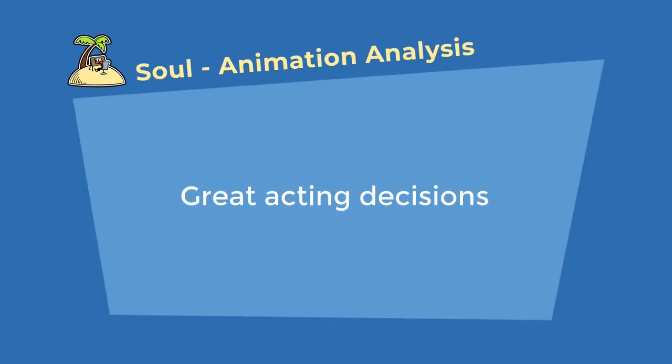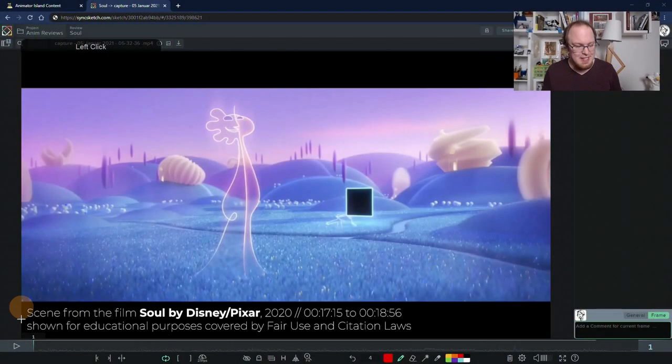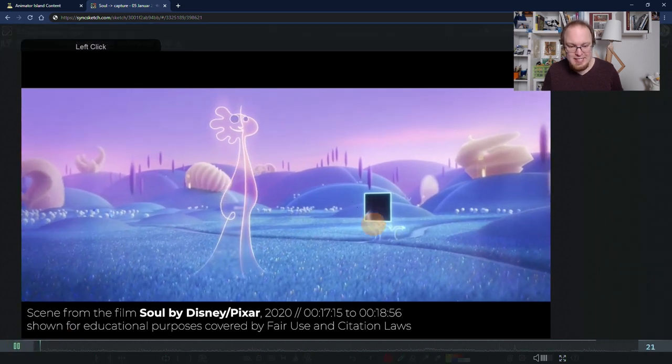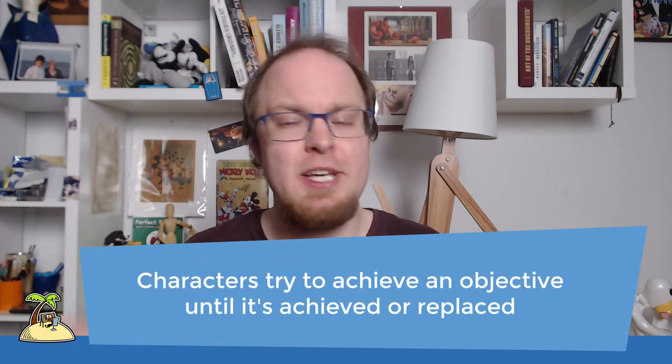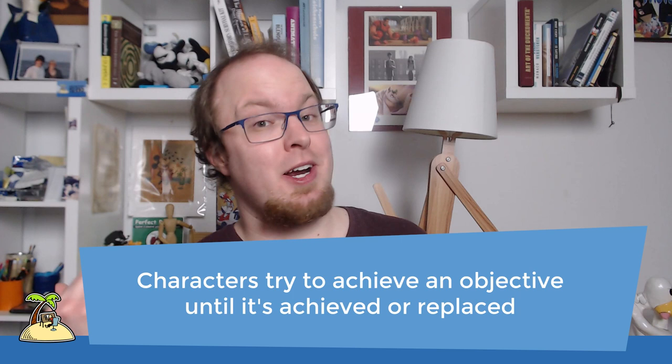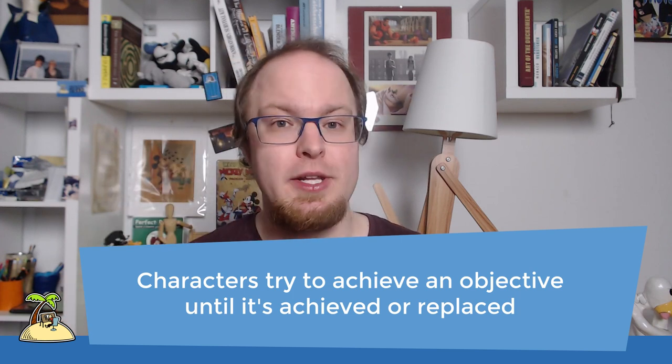As promised, let's look at the interesting acting decisions that you could also use to make your own animations more interesting and believable. First of all, I think it's a nice little touch that when Terry comes out of the portal, they are walking straight in that direction until they see Jerry standing there and then change course and wave. Let's speak in acting terms. A character is trying to achieve an objective. This objective has to be achieved or replaced. In this case, they are setting out to find a Jerry. And when they see one, that mini objective is fulfilled and they move on to the next one. Now I need to tell them about my problem.